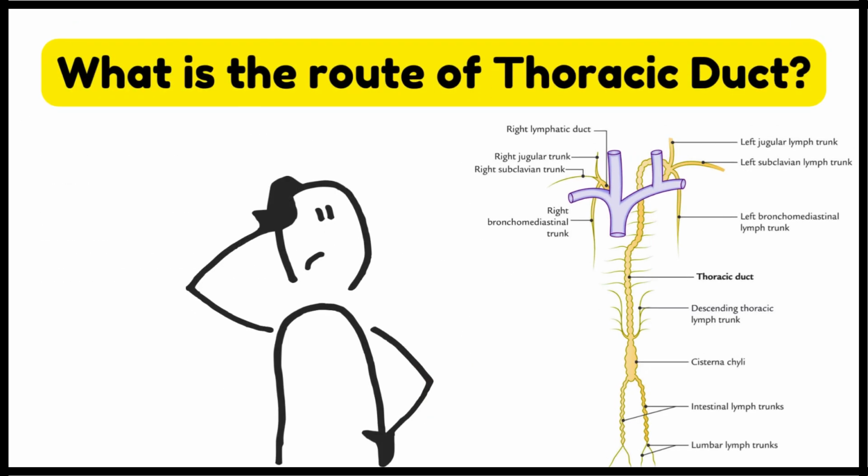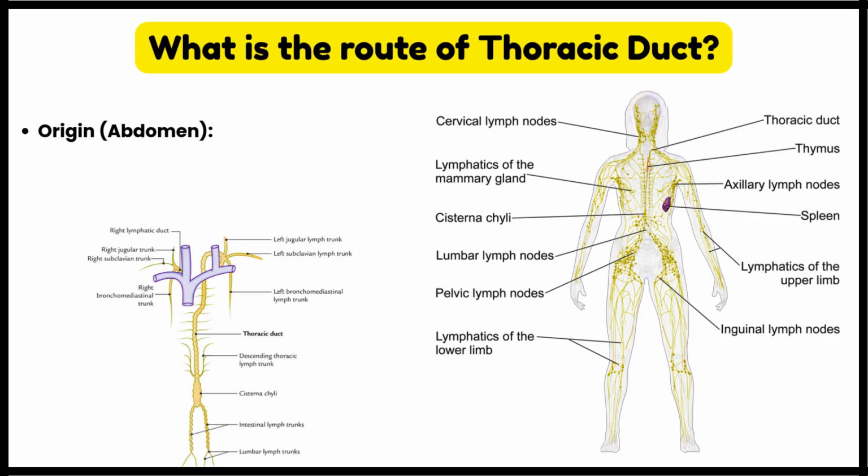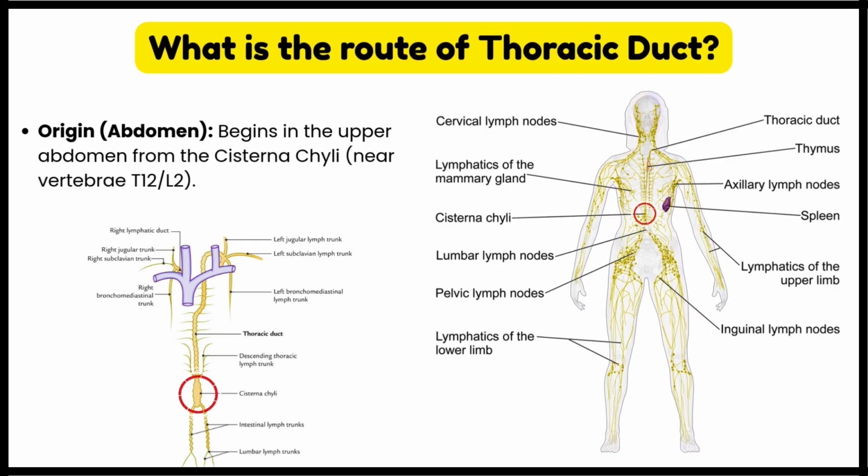What is the route of the thoracic duct? The thoracic duct has the following route. Its origin is in the abdomen. It begins in the upper abdomen, from the cisterna chyli, near vertebrae T12 to L2.